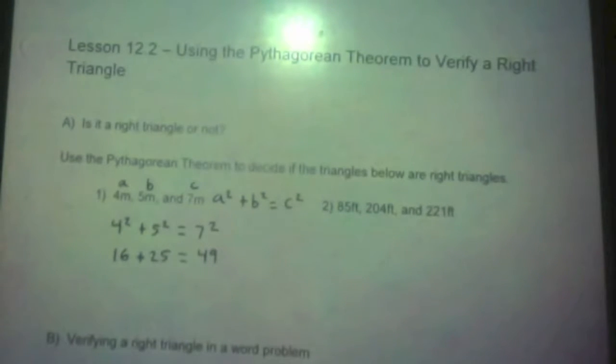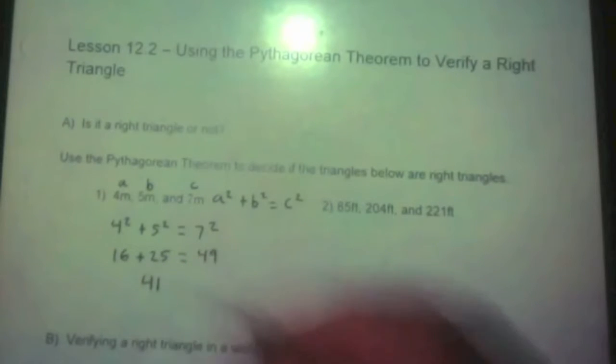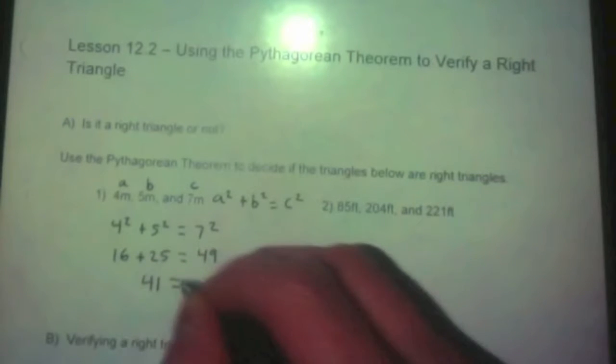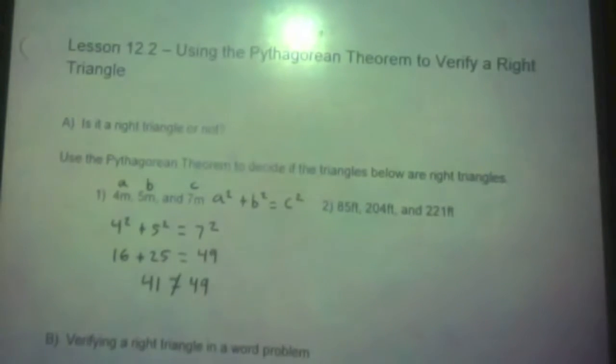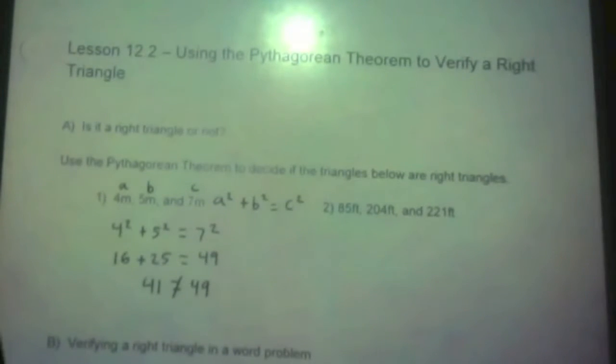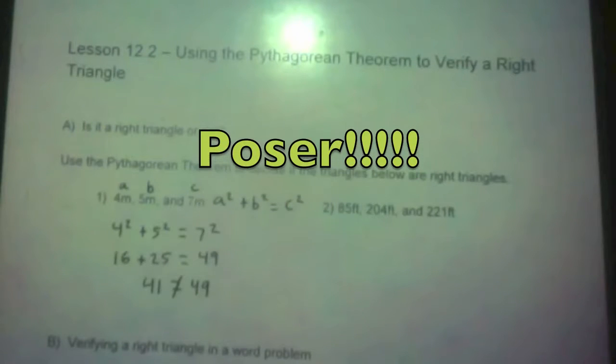Okay, so next step, we're just going to add up 16 and 25, and that would get us 41, which does not equal 49. Uh-oh. This is bad. We just found our first poser triangle, a triangle that was trying to be a right triangle but just couldn't make it happen. All right, we have our first poser.